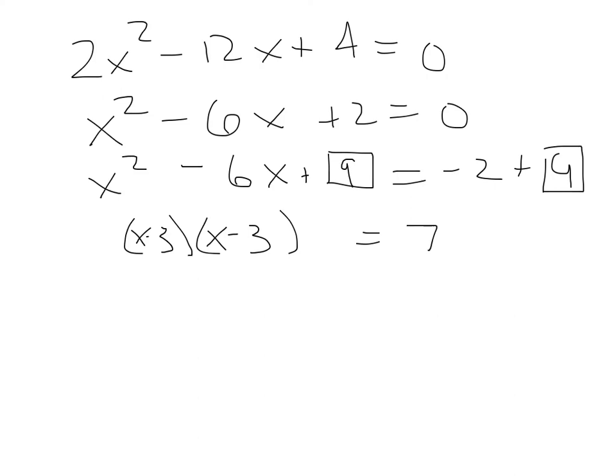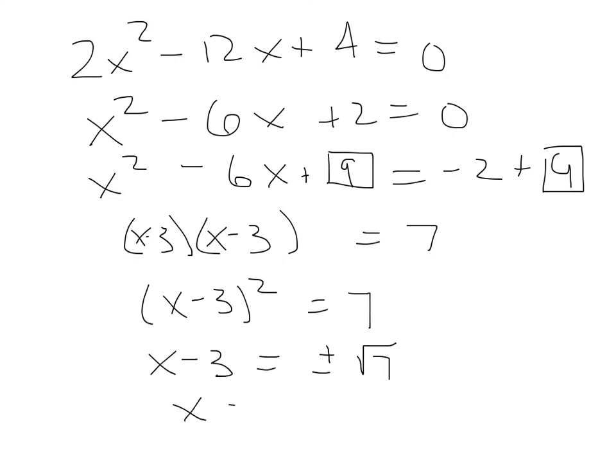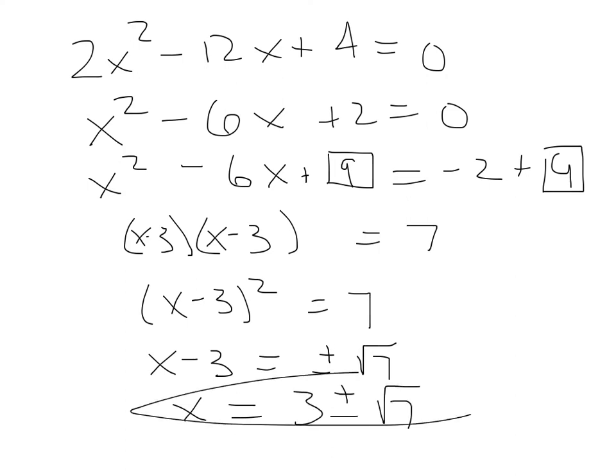Another way to write x minus 3 times x minus 3 is x minus 3 squared. And to solve this, I would take the square root of each side, giving me plus or minus square root of 7 on the right. Lastly, when I add 3, I would have 3 plus or minus square root of 7, which is the same answer I got when I used the quadratic formula.